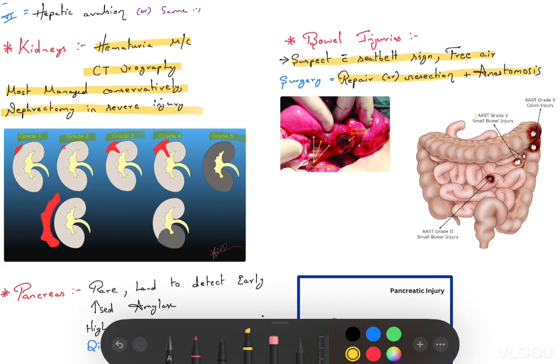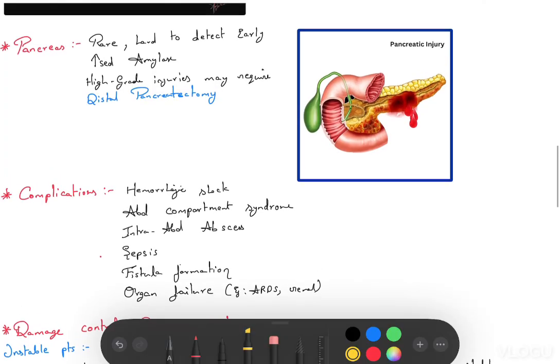You can see here that an AAST grade 5 small bowel injury will look like this. A grade 5 colon injury will look like this. The colon will become damaged. Next you can see AAST grade 2 small bowel injuries. So these are the bowel injuries.